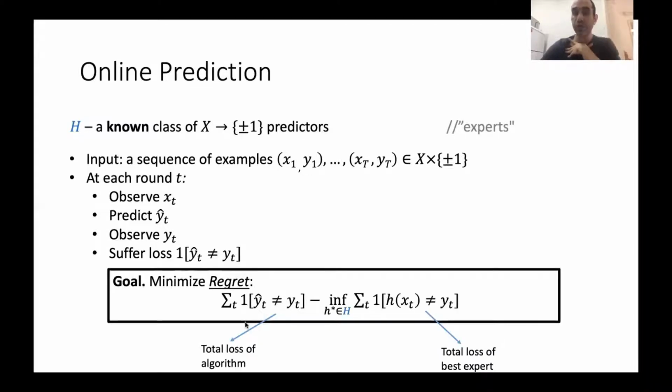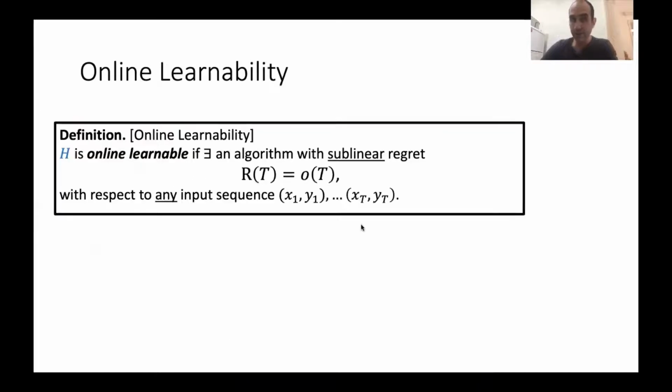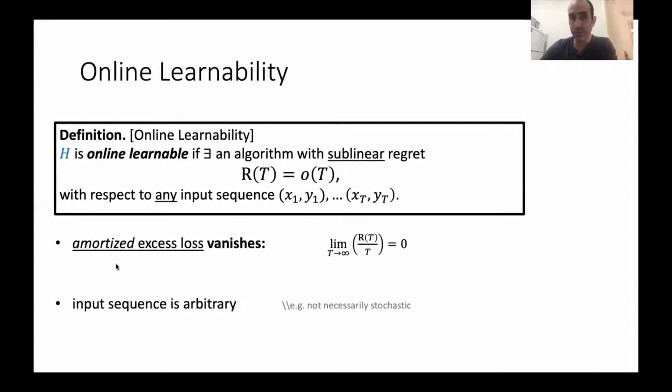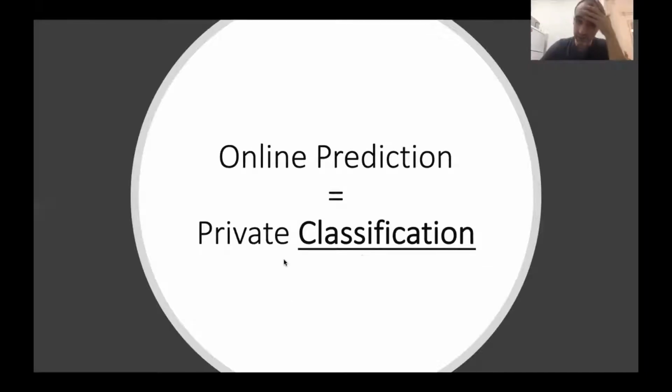Namely, we want the total number of mistakes made by the algorithm not to exceed by much the total number of mistakes made by the best expert in the class. We call this difference the regret of the algorithm. The main definition in this context of learnability is that the class H is online learnable if there is an algorithm that learns it with sublinear regret in the number of examples. So the per-example regret vanishes when the number of examples is large. Okay, so this is the first part. Now let us understand the second part.